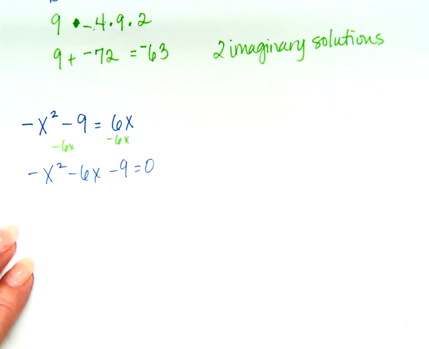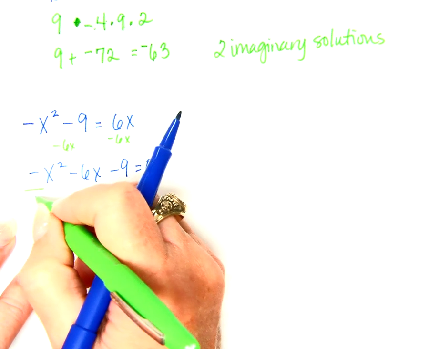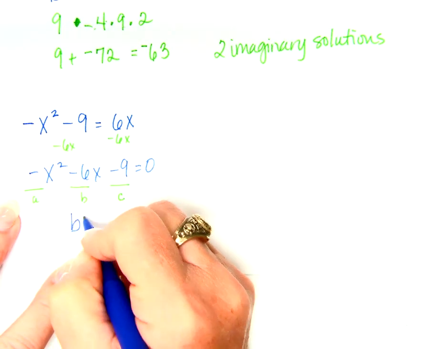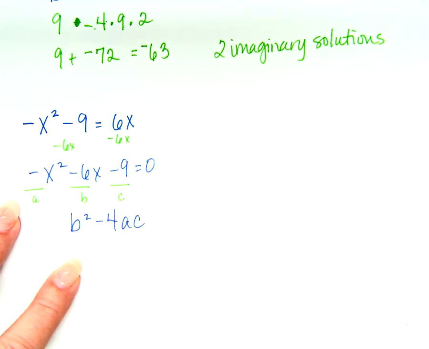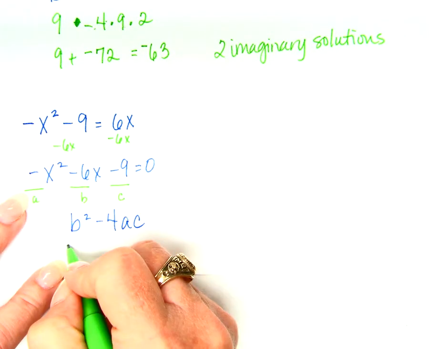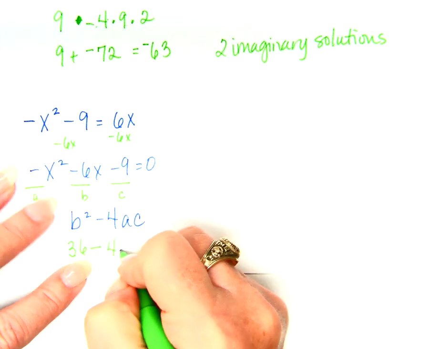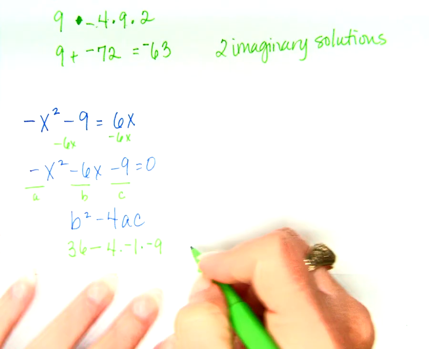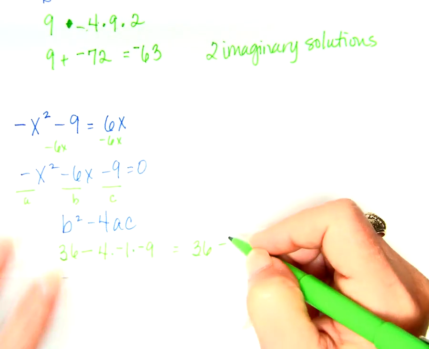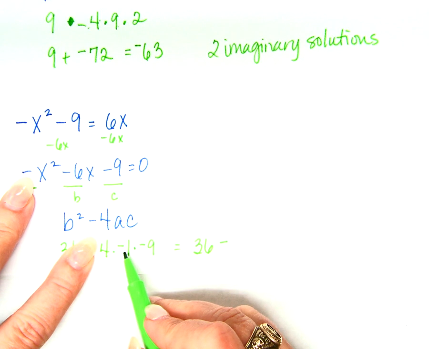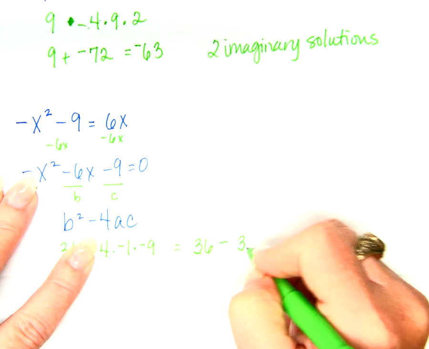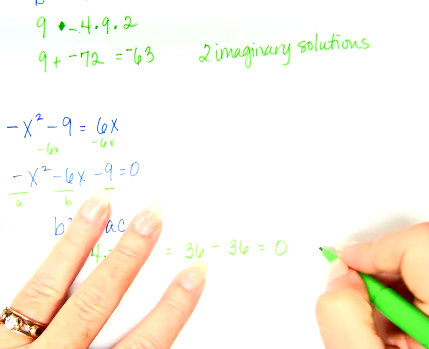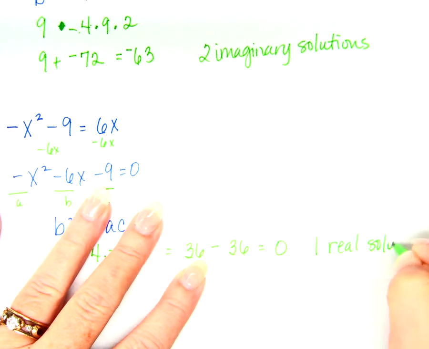Now, A, B, and C. B squared minus 4AC. What is B squared in this problem? 36 minus 4 times A, which is negative 1, times C, which is negative 9. So 36 minus 4 times negative 1, negative 4 times negative 9, 36. What is 36 minus 36? 0. What does that mean? One real solution. That is a double root.